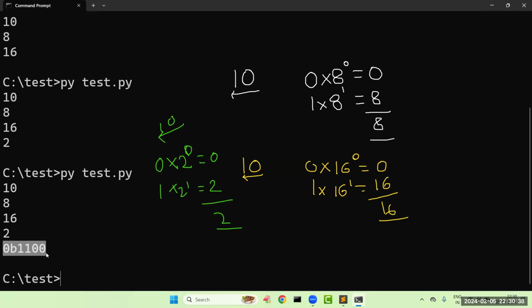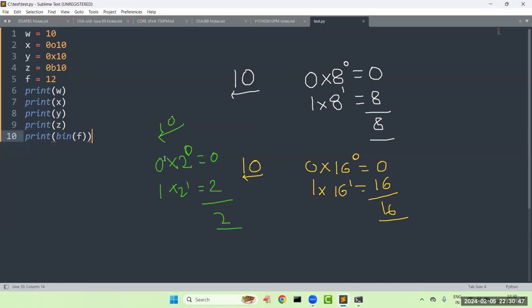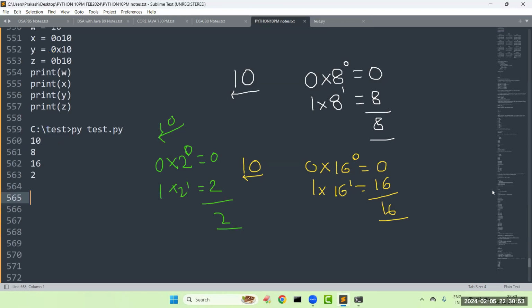Got it. Both possibilities are there. In other languages, we don't have this kind of flexibility. In Python, in a single line, we can write all these codes. Both possibilities are there. Can I go for the next data type? Please confirm.